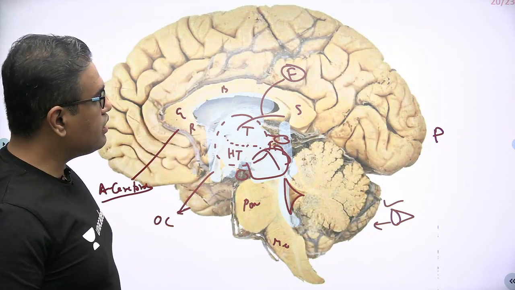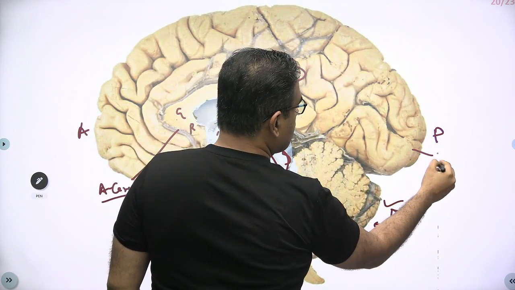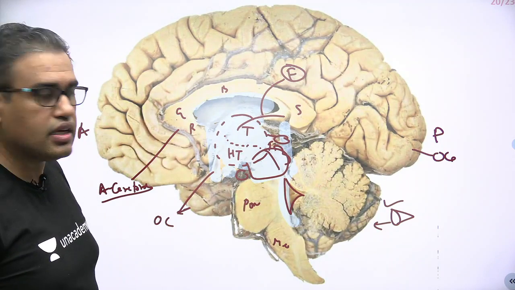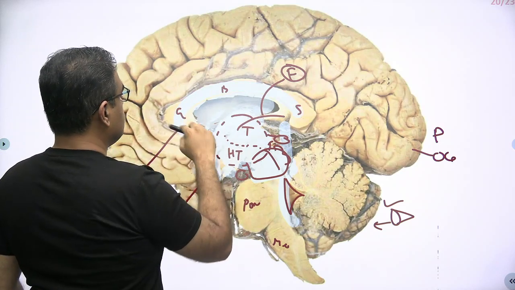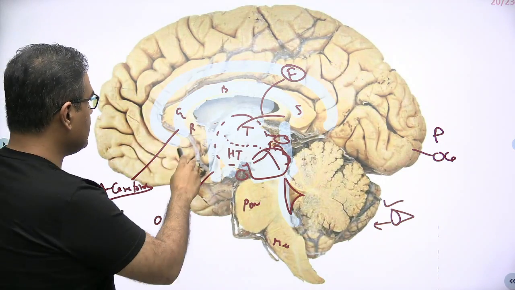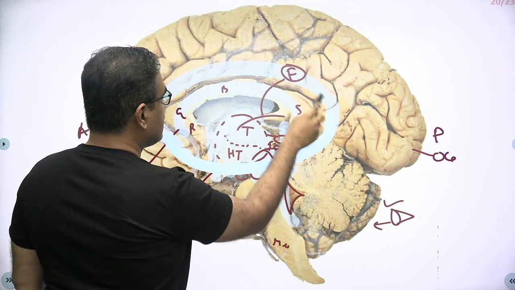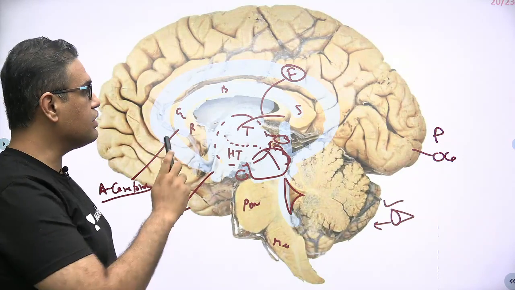Looking at the cavity of the right lateral ventricle, see over here, this area is the whole occipital lobe, with the calcarine sulcus dividing it. You also have the corpus callosum, as we have just seen. Above this you have the gyrus known as the cingulate gyrus. This cingulate gyrus along with the hippocampus forms the limbic lobe, the functional limbic lobe.